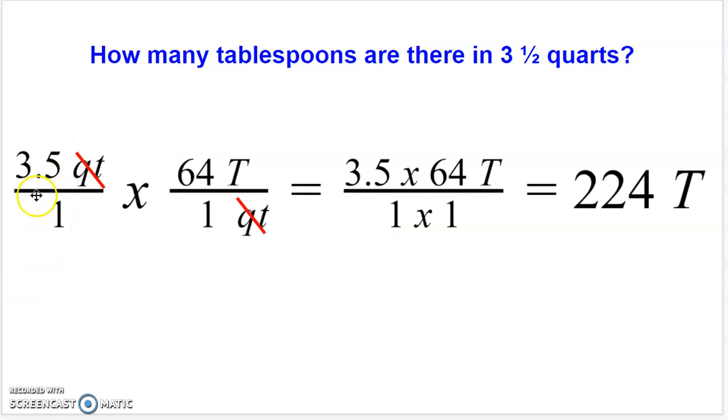Then I multiply straight across the top. So the quarts are gone. 3.5 times 64. Tablespoons transfers over because that didn't get canceled out. So on the top I have 3.5 times 64. On the bottom 1 times 1. When I do all that math, I end up with 224 tablespoons for 3.5 quarts.